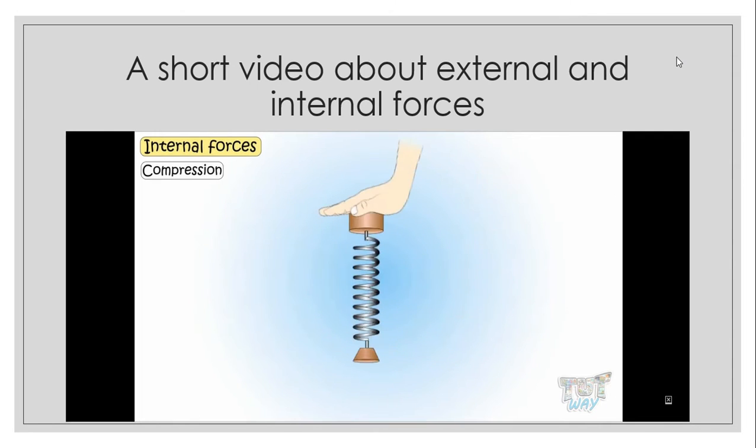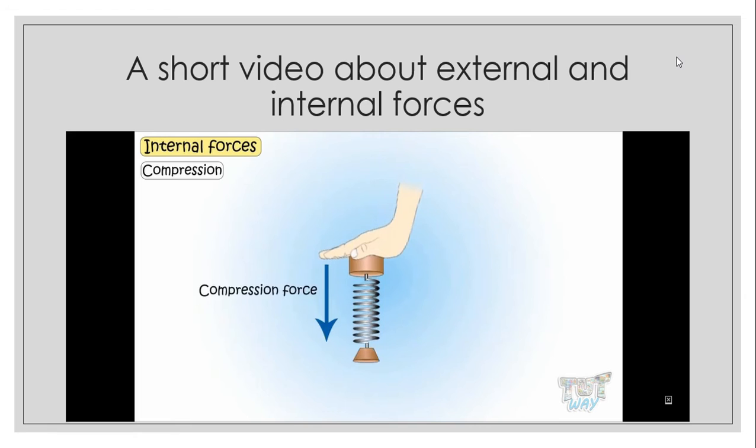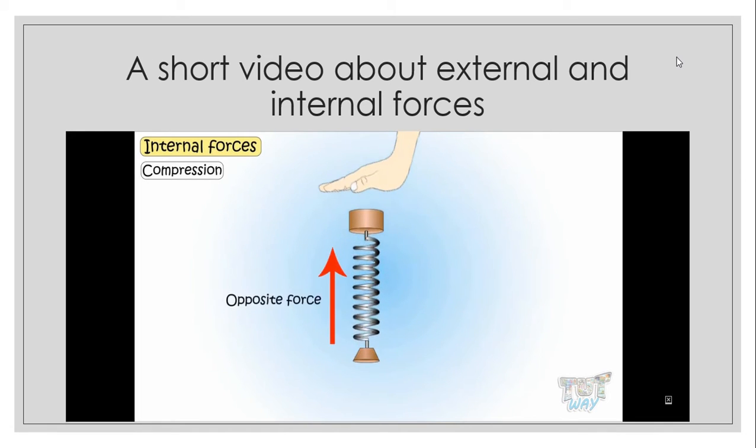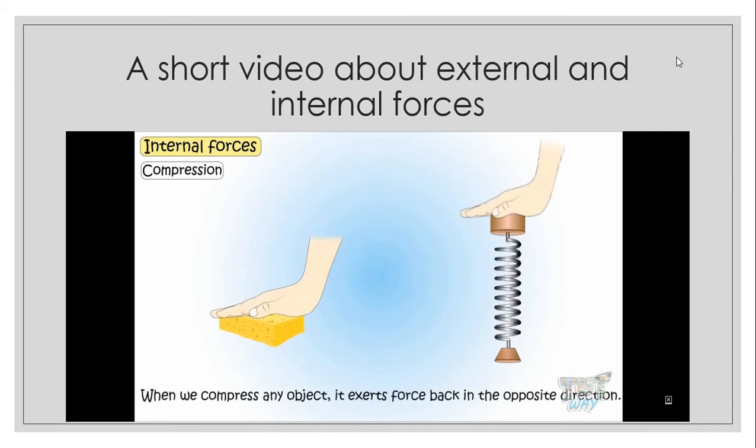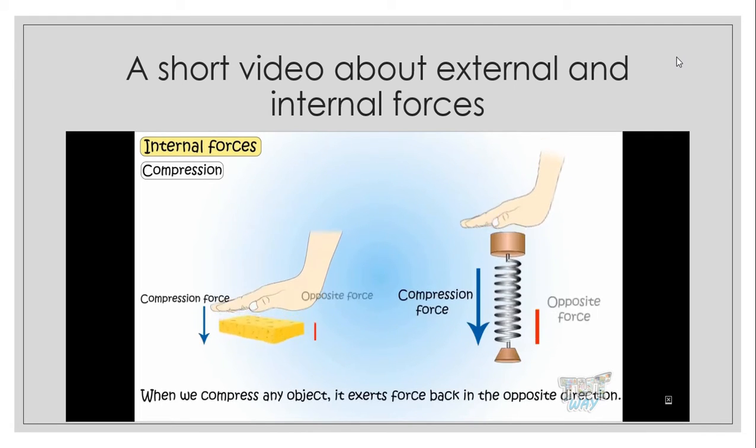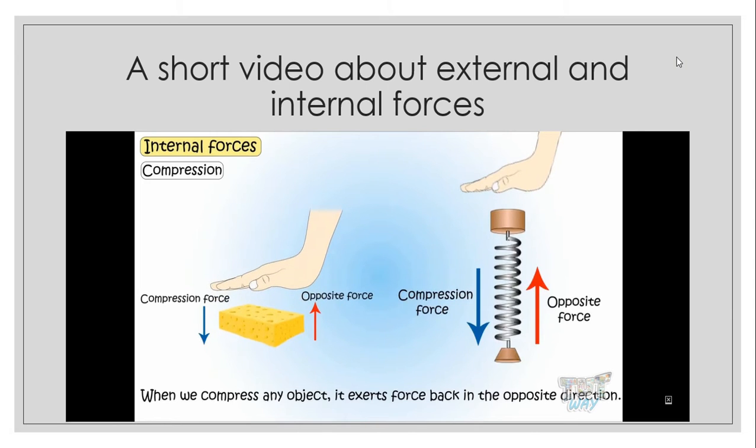Here is a spring. Now compress the spring. Now, when you release it, the spring will exert the opposite force and will get back to its original shape. So when you compress an object, it exerts a force back in the opposite direction.